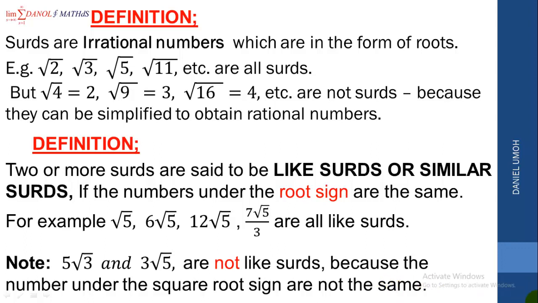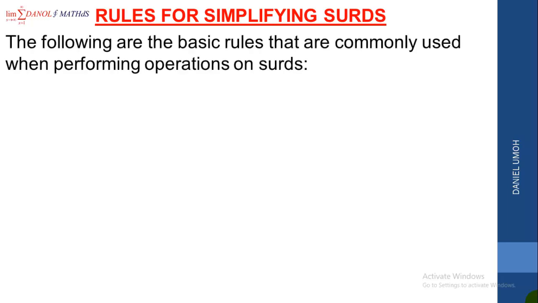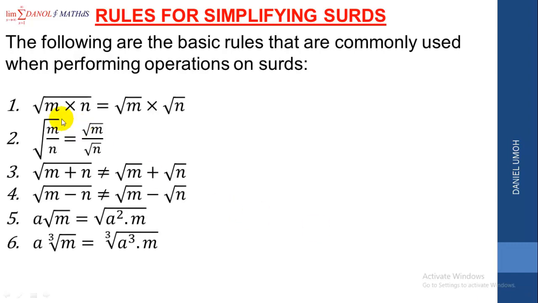Okay, let's proceed. Now we have some rules for simplifying surds. Very, very important concepts. The following are the basic rules that are commonly used when performing operations on surds. Look at the rules here. The first rule states that square root of m times n, you can split it to have square root of m times square root of n. Very important. These rules are true and can be verified. Square root of m divided by n, you can split it to have square root of m all over square root of n. This is very true.